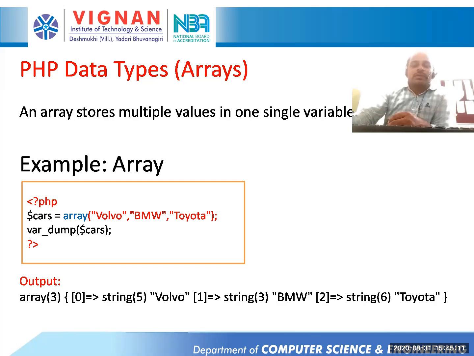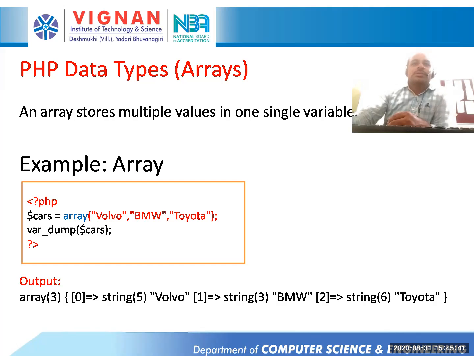Likewise, we have the element at index 1, which returns string of 3, BMW. String of 3 is nothing but the second element is of type string, and its size is 3. 3 characters it is having, and its value is BMW. At index 2, again, it returns string of 6, Toyota. Toyota is string type. How many characters? 6 characters, and its value is Toyota here.